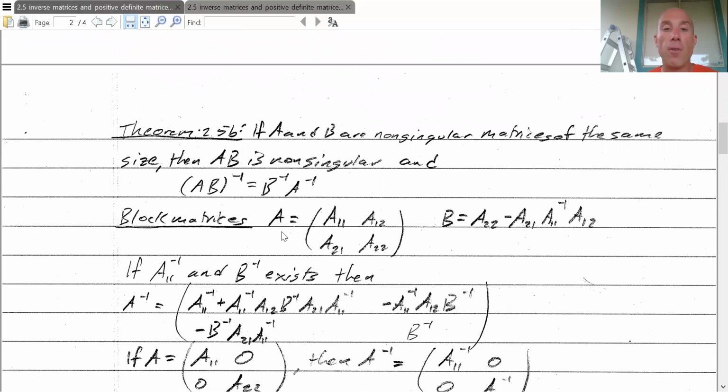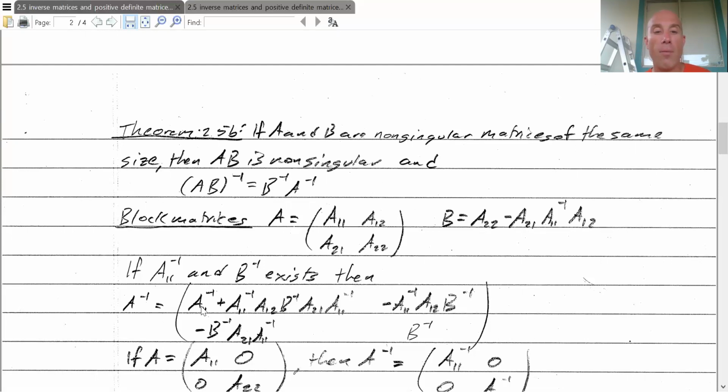When I've got a block matrix, let's say that A is equal to A11, A12, A21, A22. And remember that each of these capital letters represents an entire matrix, and we're implying that the dimensions line up, that this is a coherent matrix. All right, well, if I let B equal A22 minus A21 A11 inverse A12, and if A11 inverse and B inverse exist, then A inverse is equal to this formula.